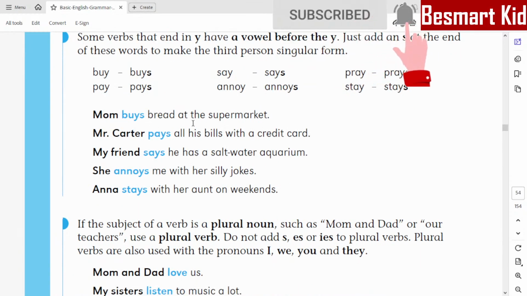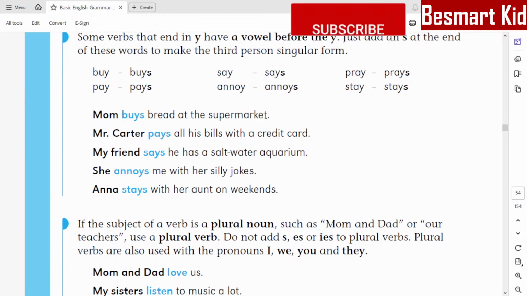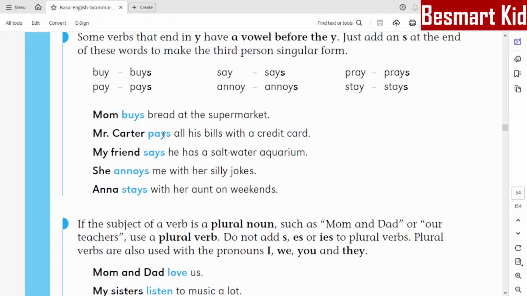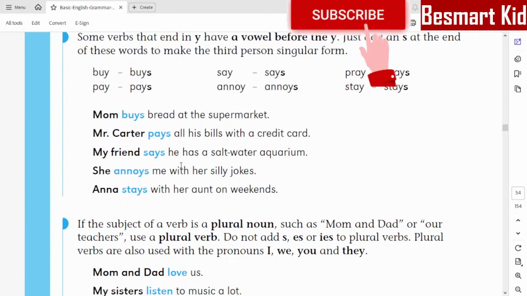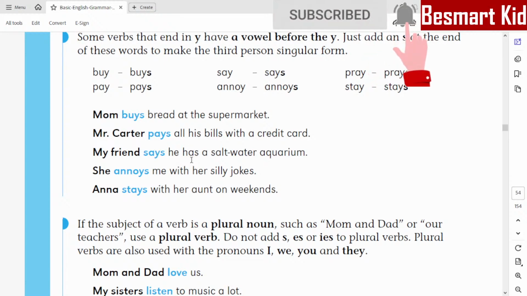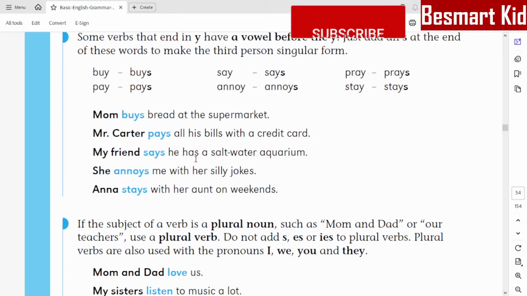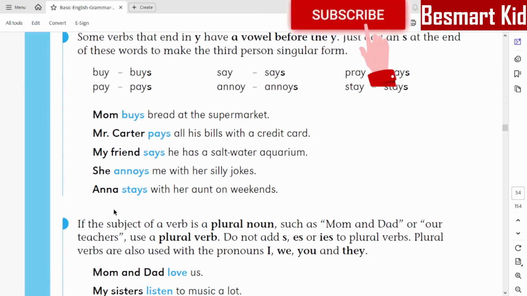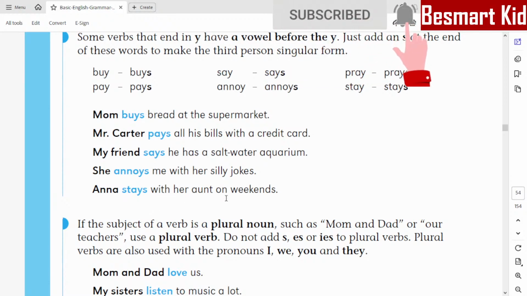Mom buys bread at the supermarket. Mr. Carter pays all his bills with a credit card. My friend says he has a salt water aquarium. She annoys me with her silly jokes. Anna stays with her aunt on weekends.